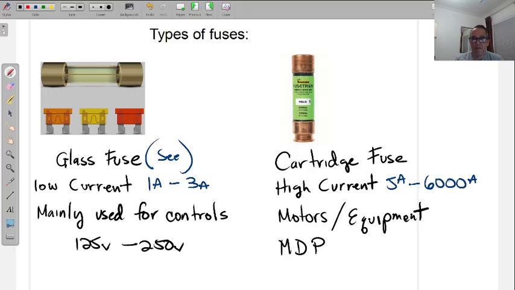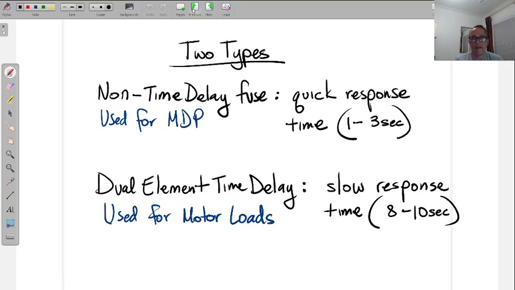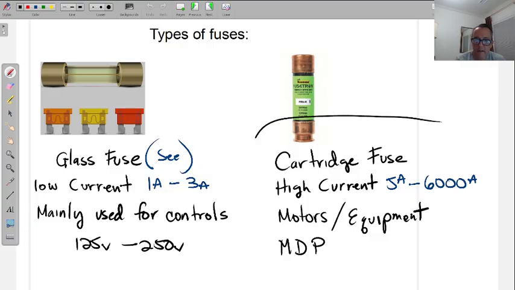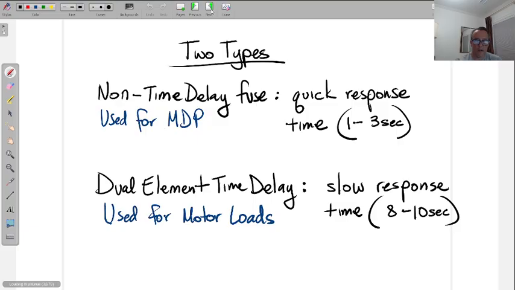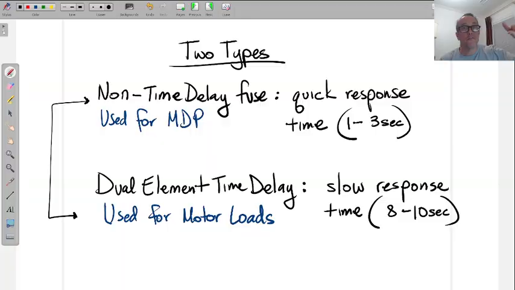Now, of the cartridge fuses, there are 2 types of cartridge fuses. And I have the notes here. That's where we were heading over. The 2 types of fuses are a quick response fuse or a slow response fuse. You have a fuse that's going to delay blowing or tripping, however you want to say that, after the amperage has exceeded.